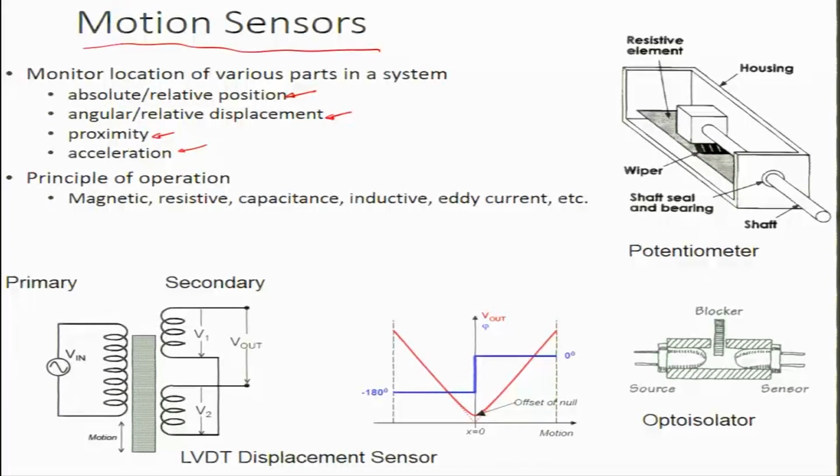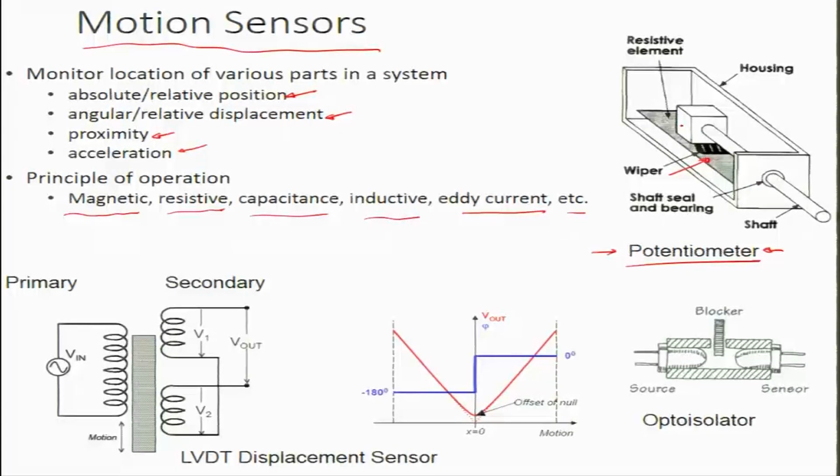The principles of operation are manifold. For example, there can be magnetic motion sensors, resistive sensors, capacitive sensors, inductive sensors, eddy current based sensors, and a variety of other methodologies for sensing. Here are some examples. This is the very commonly used potentiometer, which is represented through this wiper which wipes on this lower stage, which is a resistive element.